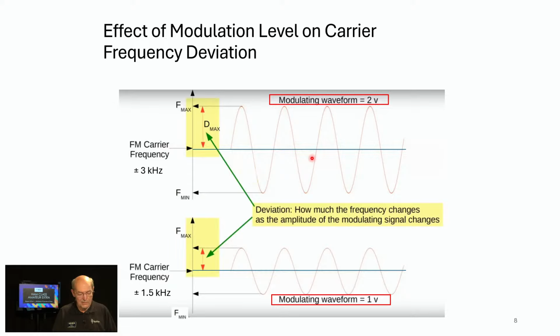Double the speech level will double the deviation level, up to a limit. We don't want that to be unlimited because otherwise we'd be interfering with adjacent channels.